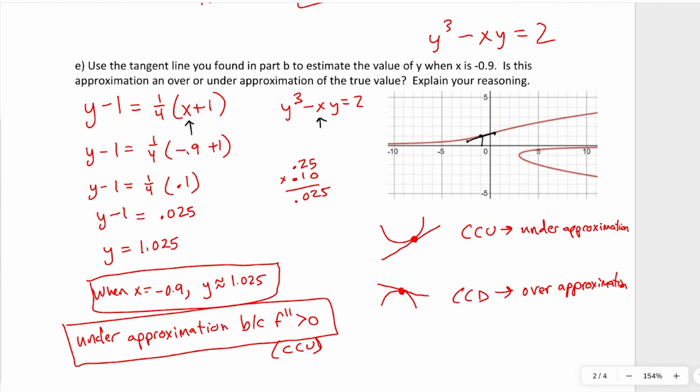So the true value would probably be something just slightly above this. And you can throw it in your calculator if you really care to see what it is. But I would imagine it's probably like 1.03 or something like that. Any questions? All right, let's do a few more examples here.